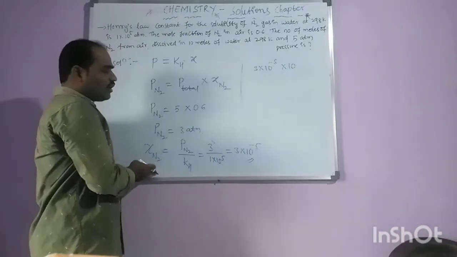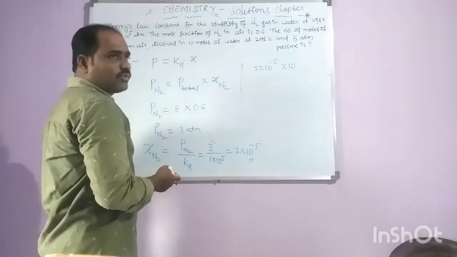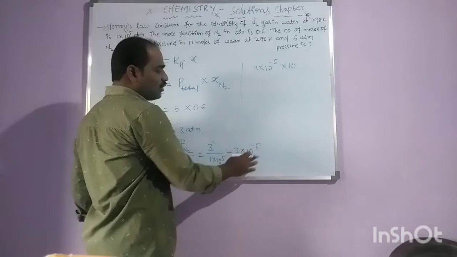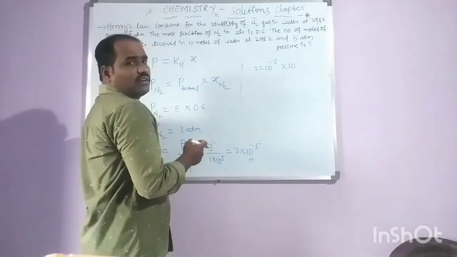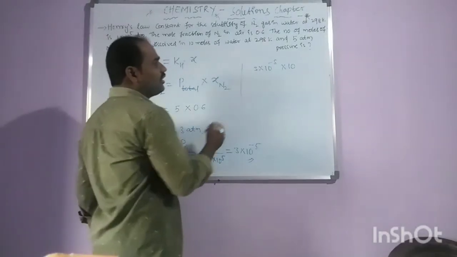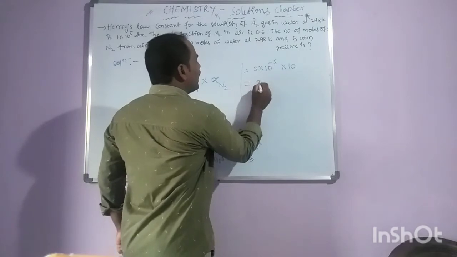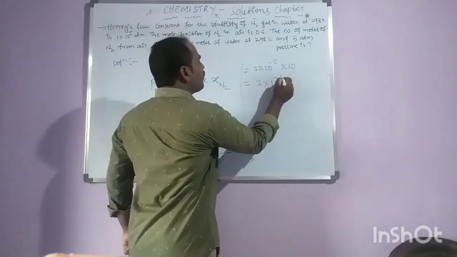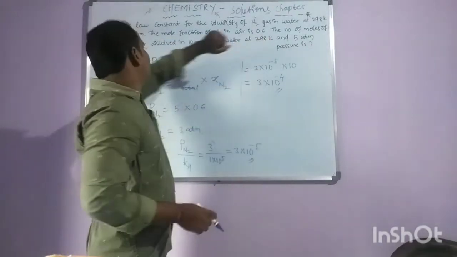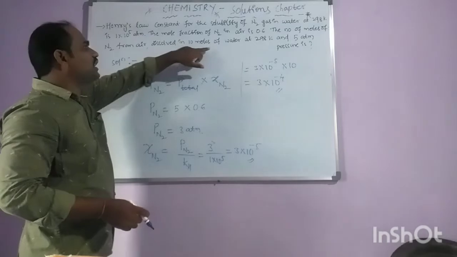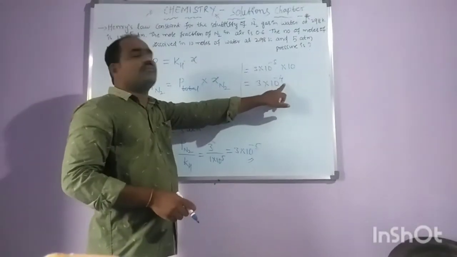From this mole fraction of N2, we know that in 1 mole of water, the number of moles of N2 dissolved is equal to 3 into 10 to the power of minus 5. In 10 moles of water, the number of moles of N2 dissolved is equal to 3 into 10 to the power of minus 5 into 10. It becomes 3 into 10 to the power of minus 4. This is the number of moles of N2 from air dissolved in 10 moles of water at 298 Kelvin: 3 into 10 to the power of minus 4.